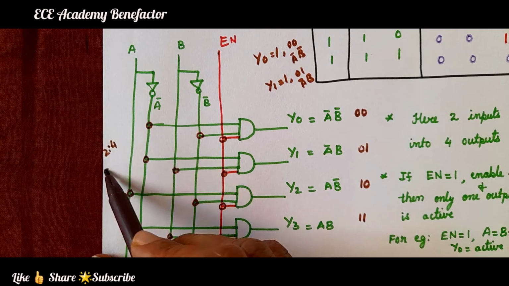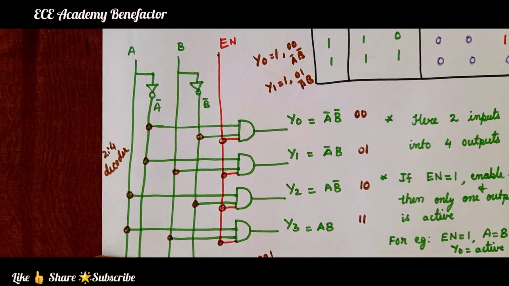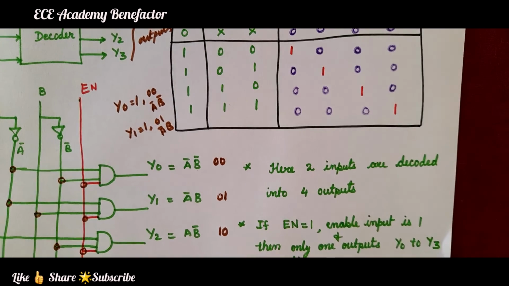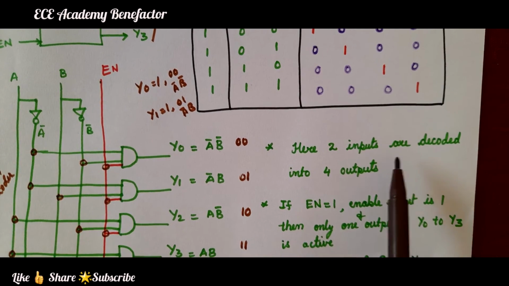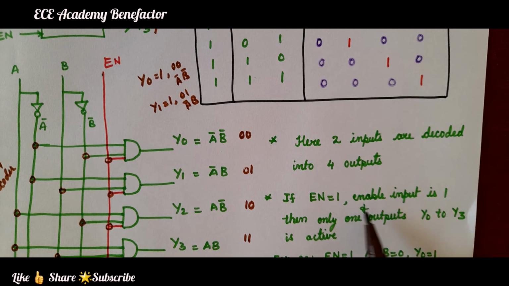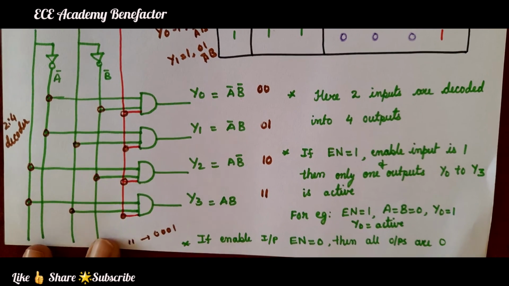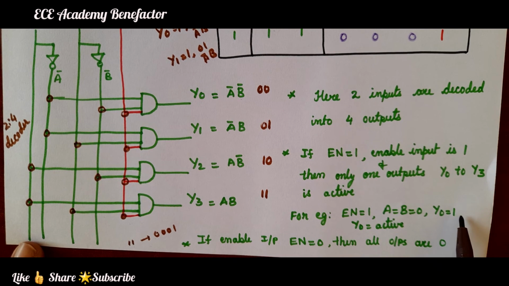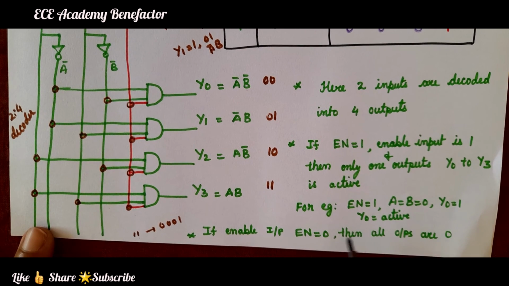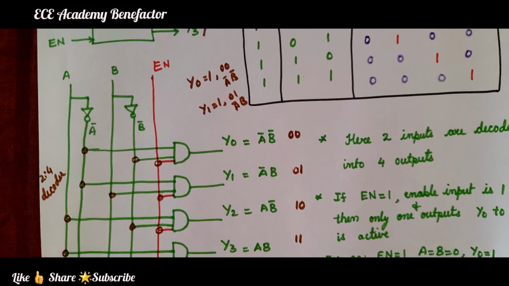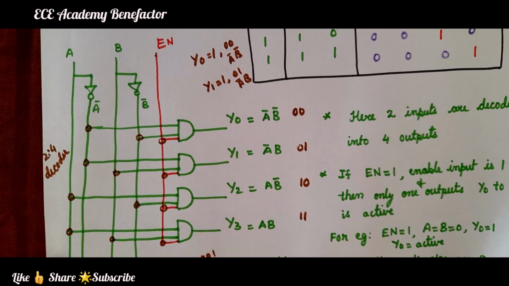This is the 2:4 decoder logic diagram. The three important points here you have to take care of: two inputs are decoded into 4 outputs. If enable input is high, equal to 1, then only one of the outputs from Y0 to Y3 is active. For example, if enable is 1 and inputs A and B are 0 0, then Y0 will be active and all other outputs will be 0. If the enable input is 0, if the enable input is not active, then all the outputs are 0. So this is how the 2:4 decoder works.